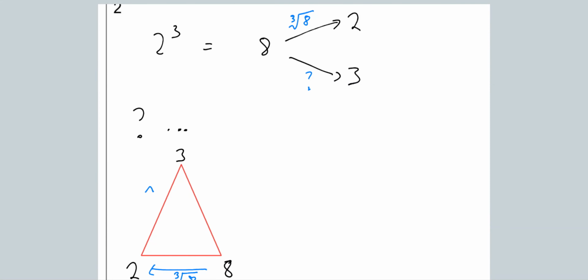But now I need to work out what that question mark is. Okay, so the operation needs to be defined, and that's where logarithms come in.